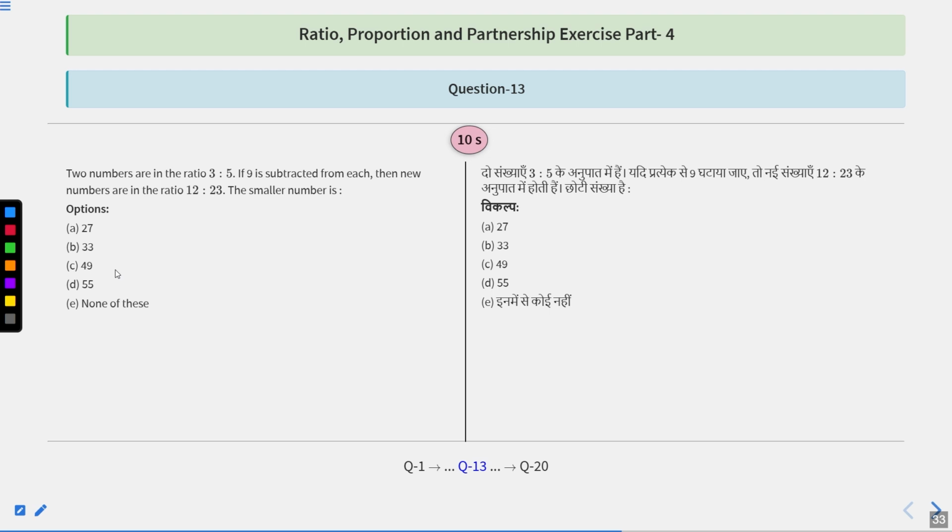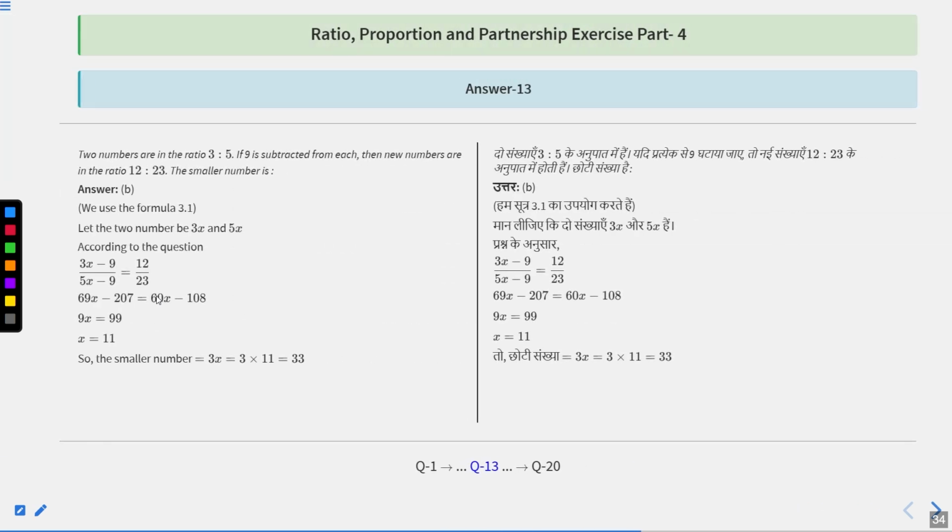Two numbers are in the ratio 3:5. If 9 is subtracted from each, then the new numbers are in the ratio 12:23. The smaller number is? You have 5 options and 10 seconds to analyze the question. Your time starts now. Time's up. Let's see the solution.